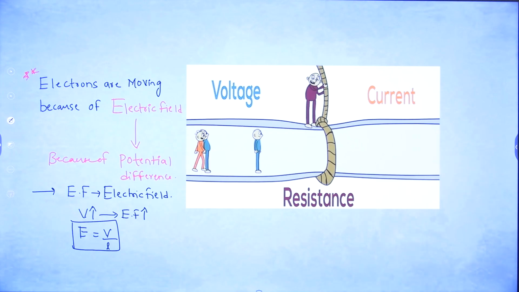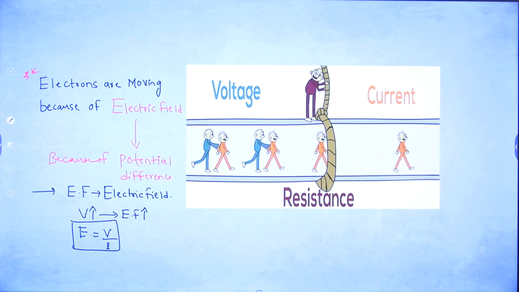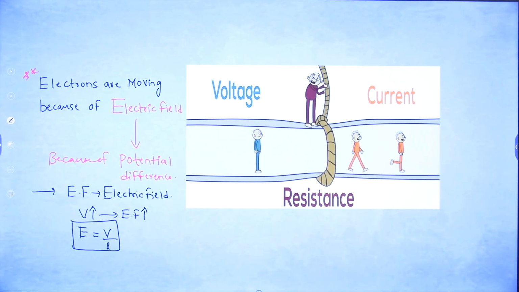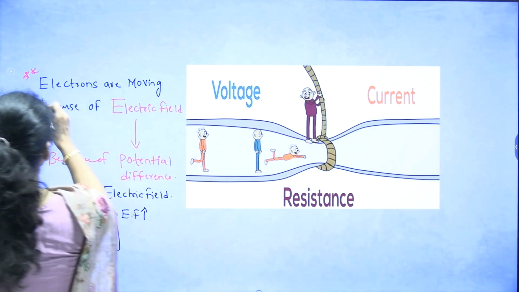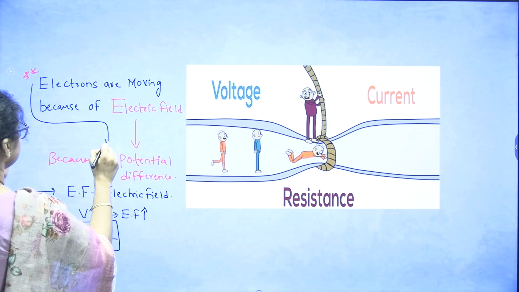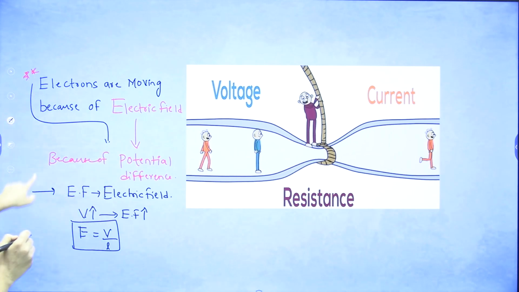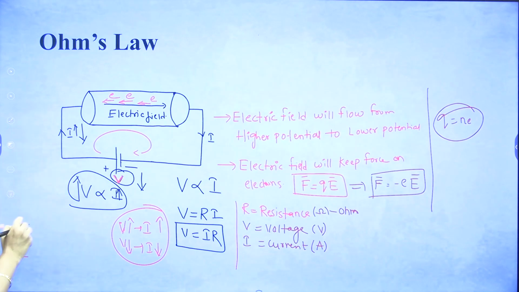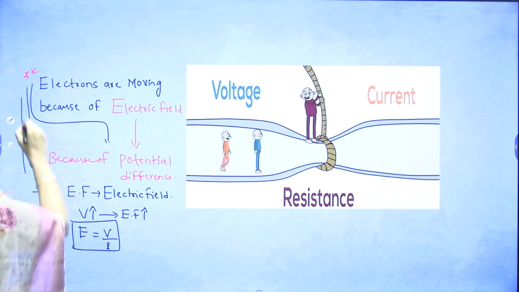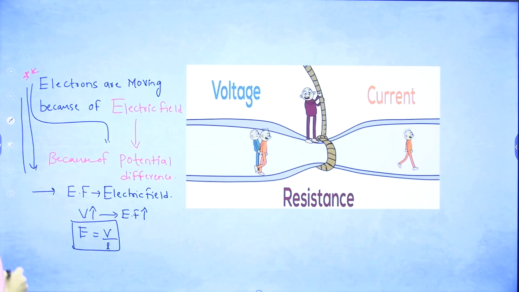So because of voltage, I have said a single statement. Because of voltage, electric field is created. Why? Because electrons have to move. We have studied in this order until now. So let's move into the reverse order also.